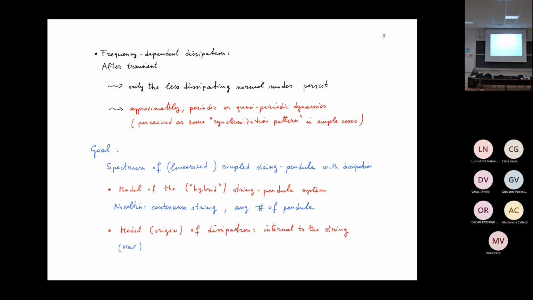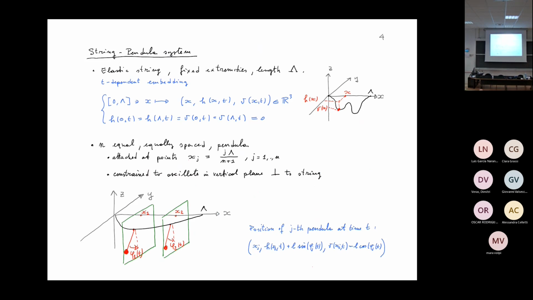The point, however, is to try to understand the spectrum of this type of system. So the spectrum of coupled string-pendula systems with dissipation. So what we need is a model for the string-pendula system. These are hybrid systems, a continuous string and a discrete system, the pendula, and a model for the dissipation. Now, the dissipation in this case is dissipation which is internal to the string. So which types of dissipation can we consider in a string?